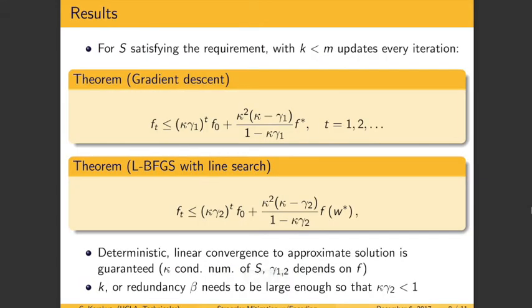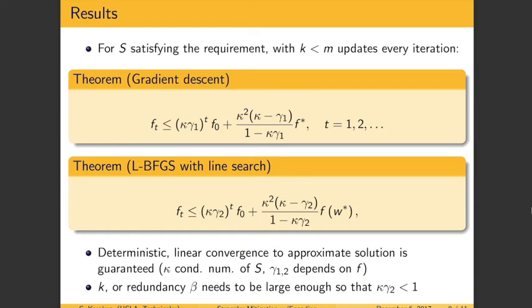Under this encoded optimization scheme, we show that gradient descent as well as LBFGS with line search is guaranteed to deterministically converge to an approximate solution, where an arbitrarily varying subset of nodes send updates in each iteration. The approximation quality can be controlled by increasing the redundancy factor in encoding or the number of nodes waited for in each iteration.